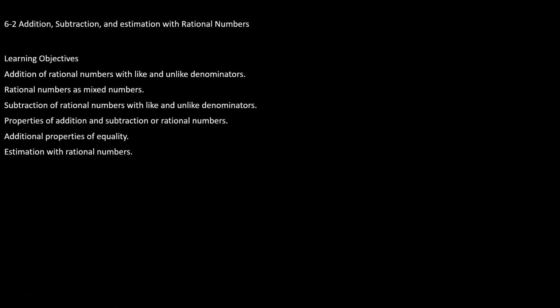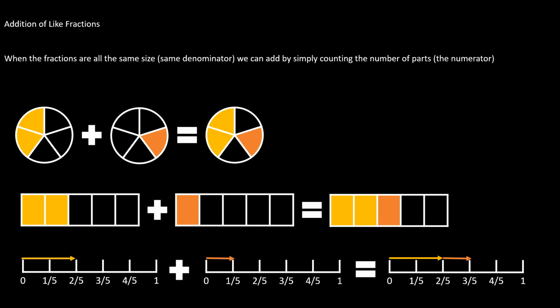Section 6-2, addition, subtraction, and estimation with rational numbers. Let's start by looking at like fractions. Like fractions are fractions that have the same denominator, meaning they represent the same portion of the whole.